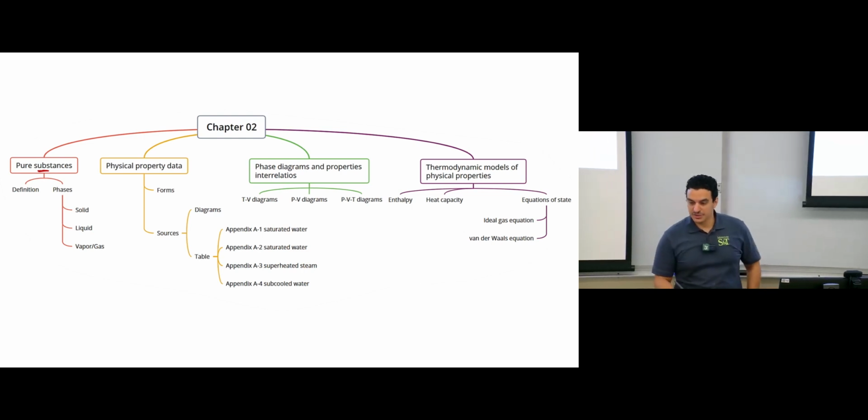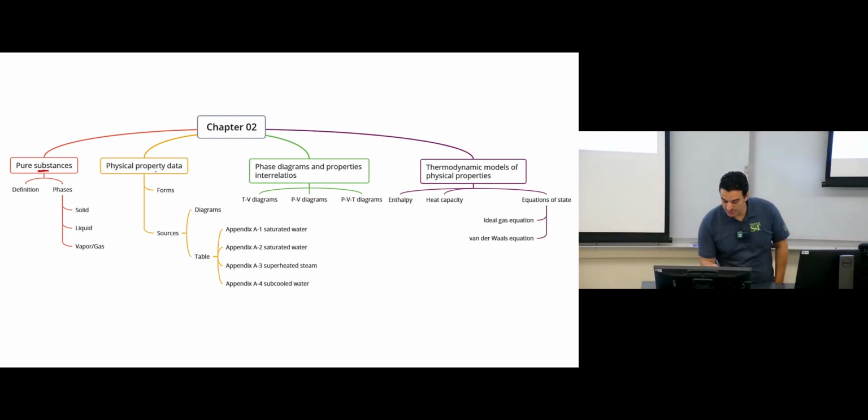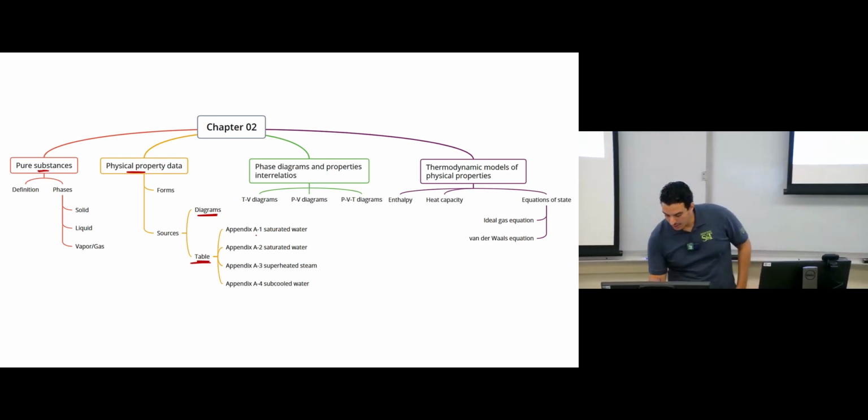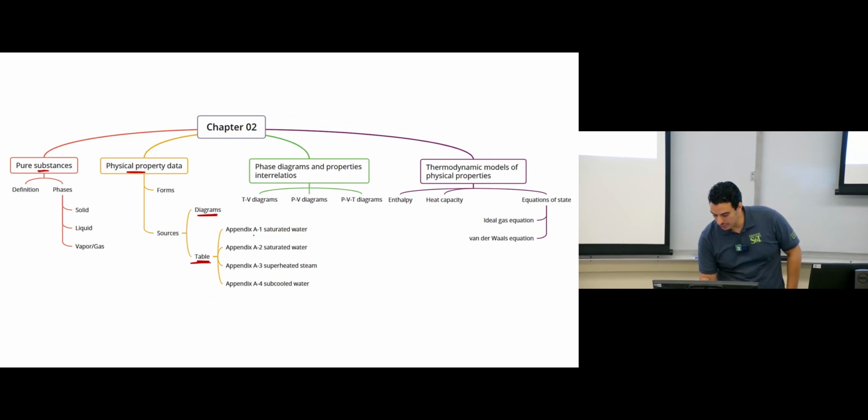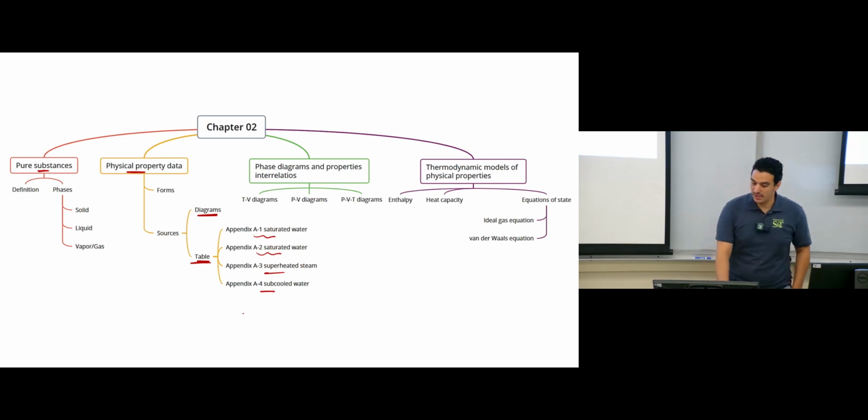Then we started to explain what are the resources where we can find several physical properties, values of physical properties for different substances and especially steam. So we have diagrams, two-dimensional diagrams, three-dimensional diagrams, and the most important, we have steam tables. These are 4 tables. A1 and A2 are for saturated liquid and saturated vapor. One if the pressure is known or given, the other one if temperature is given. A3 for superheated steam, A4 for subcooled liquid.